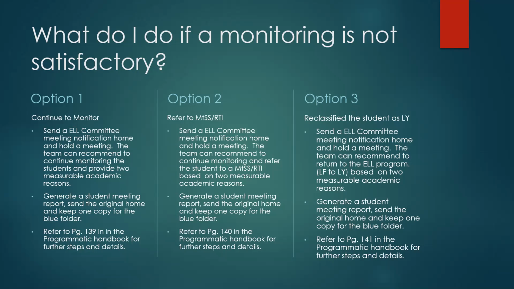And your third option would be to create a committee meeting, again, where you invite the parent. And this time, you will give 2 measurable academic reasons why you believe that he needs to come back to the program. For more details, you're going to go to page 141 in the programmatic handbook. But ultimately, if you are in doubt or have a question, feel free to reach out to Veronica or myself for guidance.